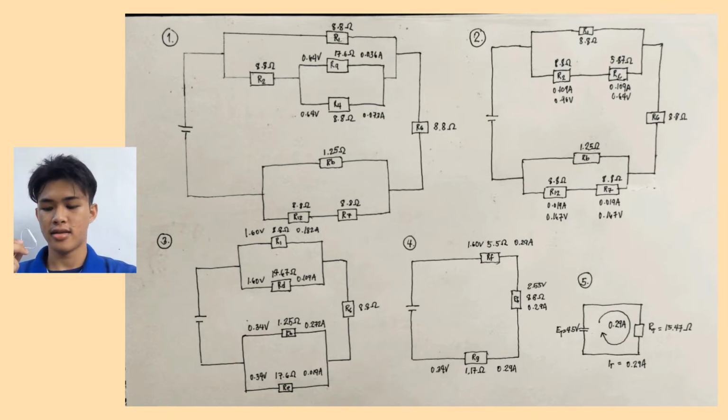So we have a total resistance of 15.47 ohms. And we have a current of 0.29 ampere and our battery with 4.5 volts. And that's all for this combination circuit model.